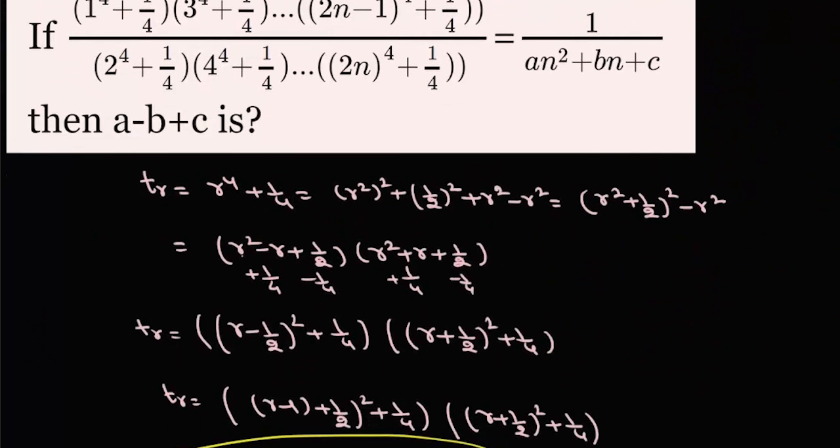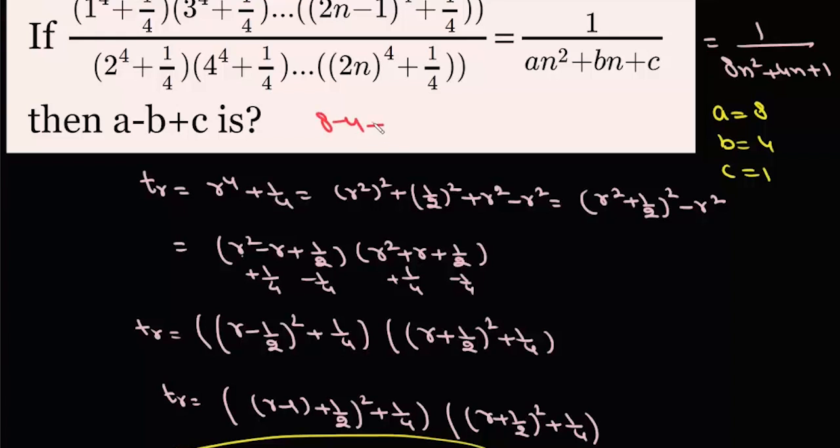So the product of the series is equal to 1 upon 8n square plus 4n plus 1. So basically we'll get A as 8, B as 4 and C as 1. So the value of A minus B plus C will be 8 minus 4 plus 1, which is 5, and that is the answer to this question.